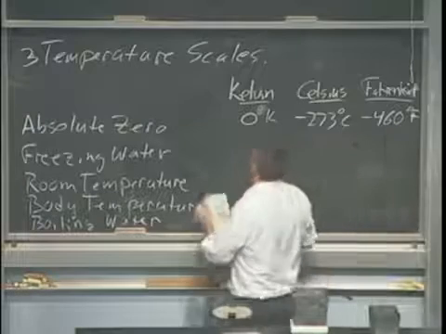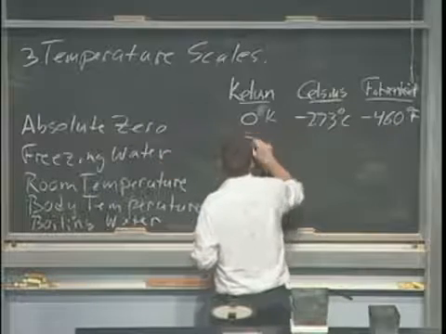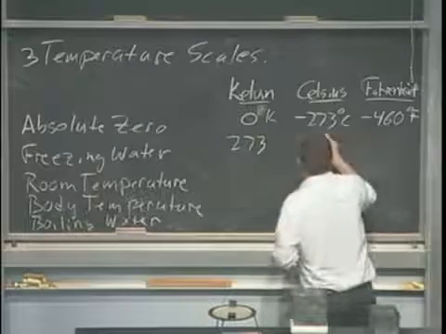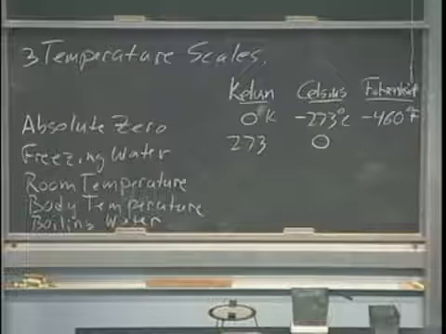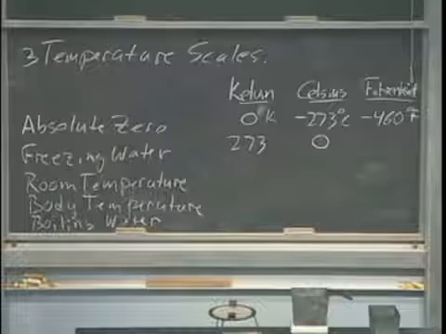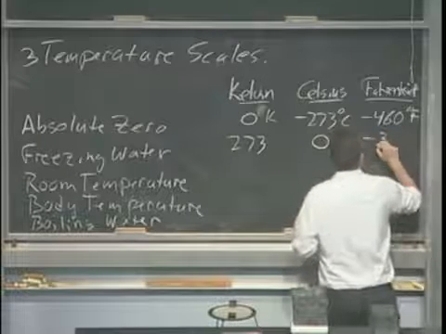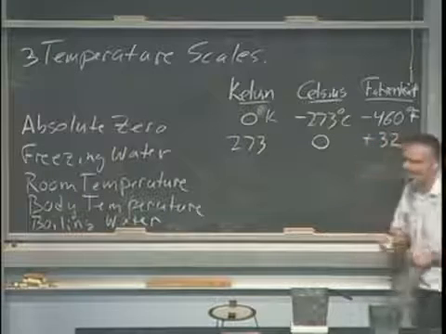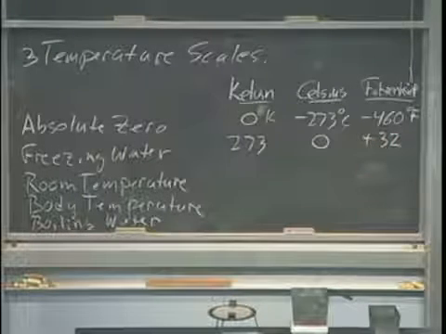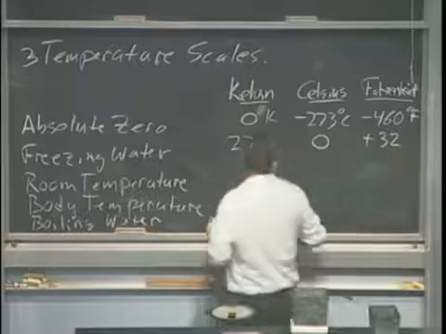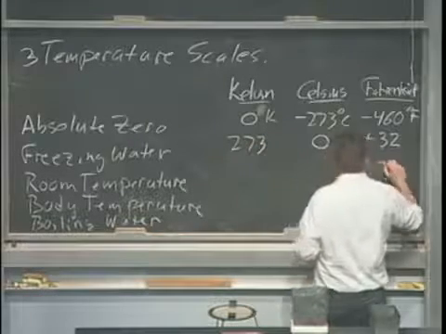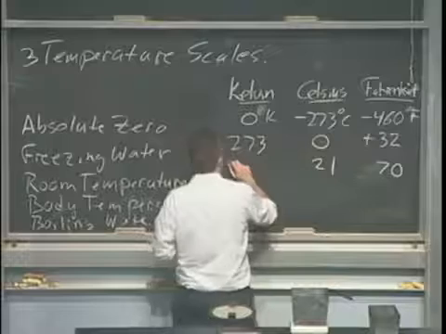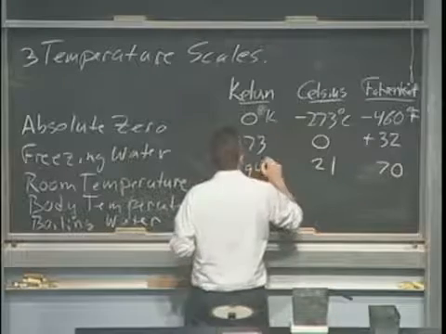For freezing water, for Kelvin, it's 273. For Celsius, it's easy. That's the definition for freezing water, the definition for 0 for Celsius. Fahrenheit, it's 32 degrees. Room temperature is roughly 70 degrees Fahrenheit. It's 21 degrees Celsius, and that is 294 Kelvin.